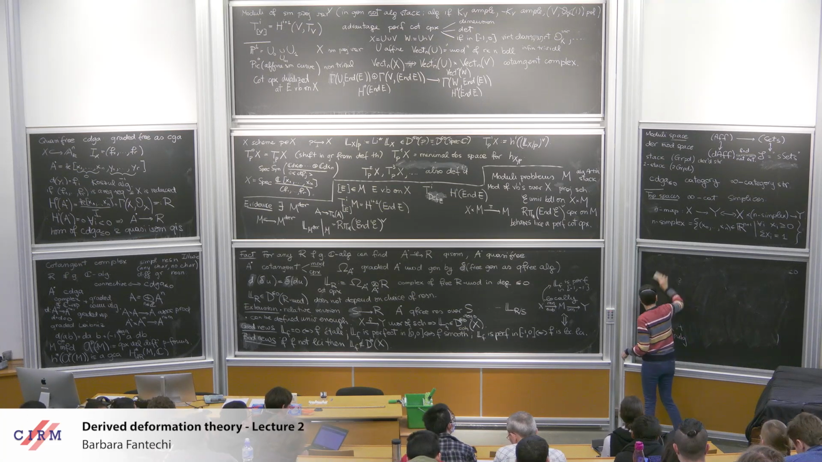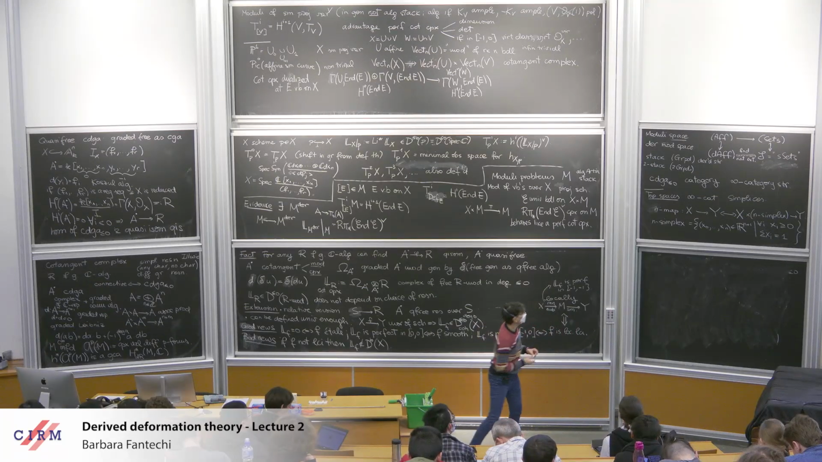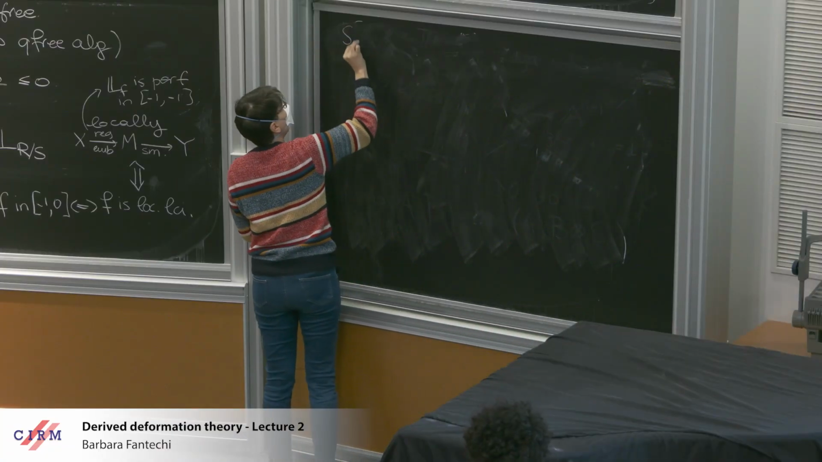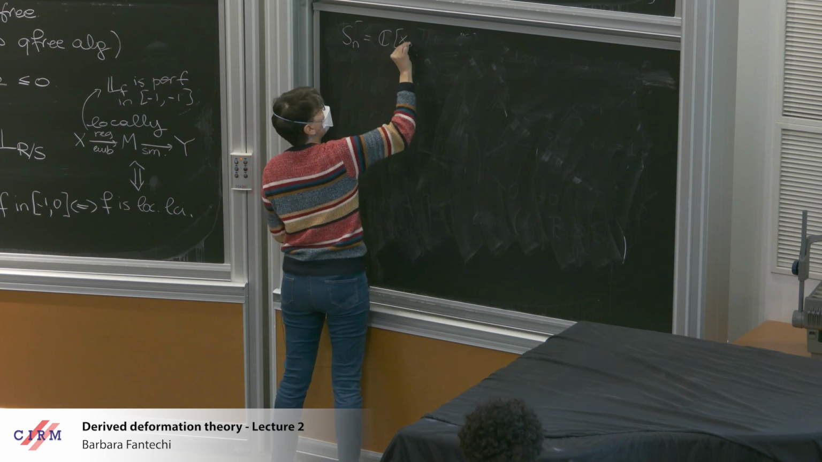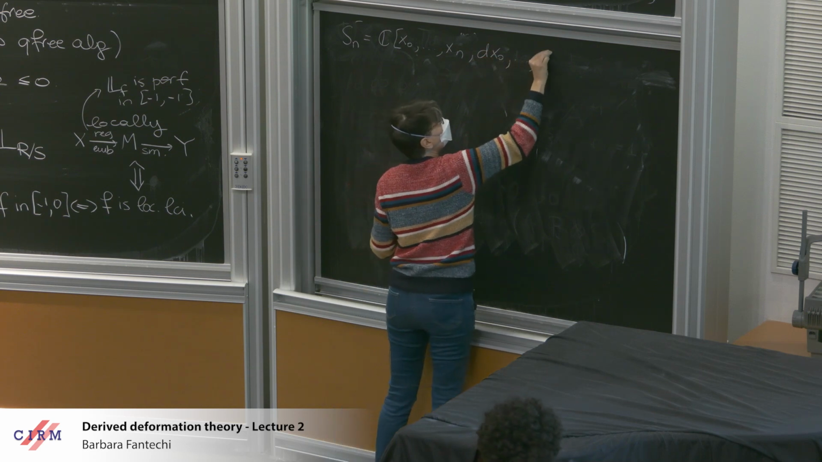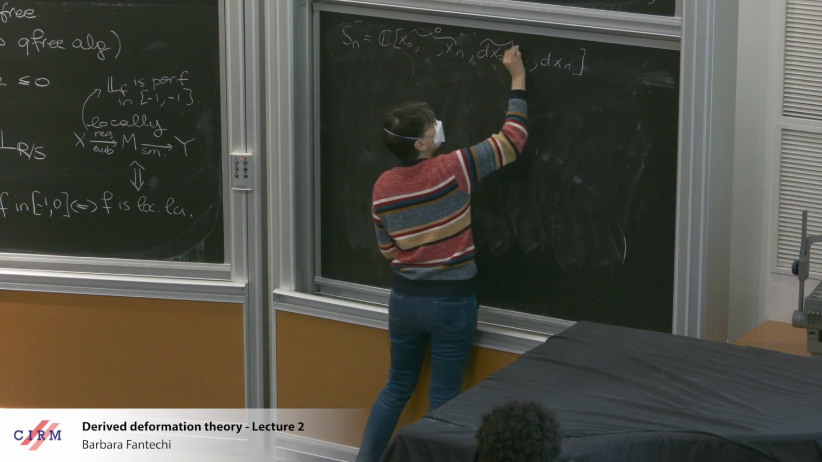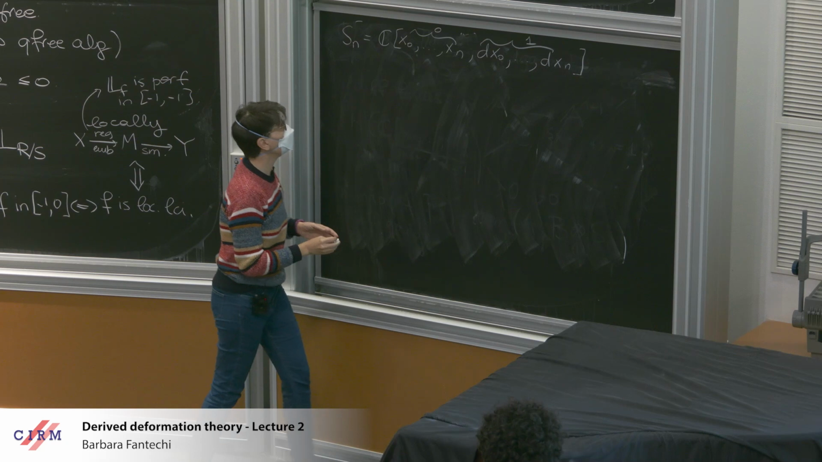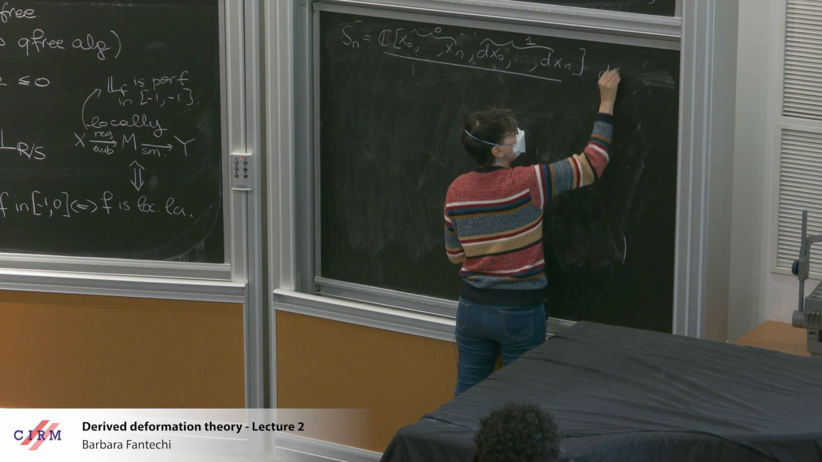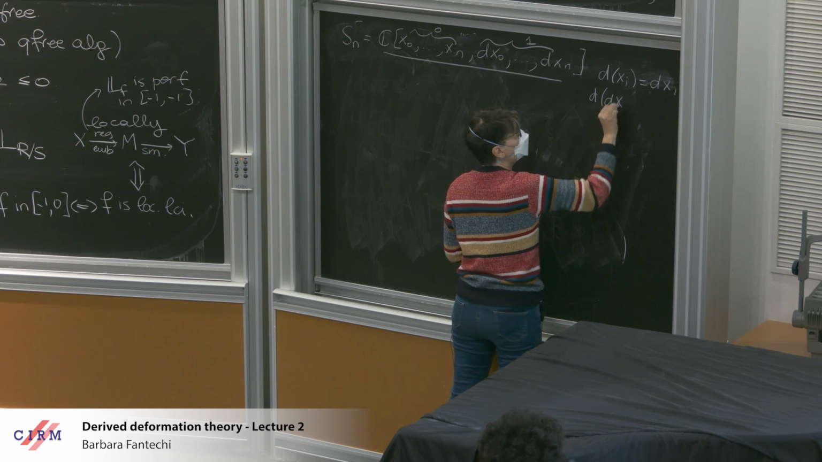Because this is actually important. So let me write S_n is C of x0, ..., xn, dx0, ..., dxn. These x_i are in degree 0. These dx_i are in degree 1, so they anti-commute. And the relation, of course, the differential is given by d of x_i is dx_i, and d of dx_i is 0.